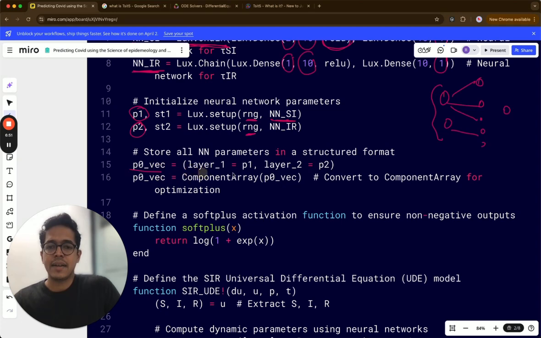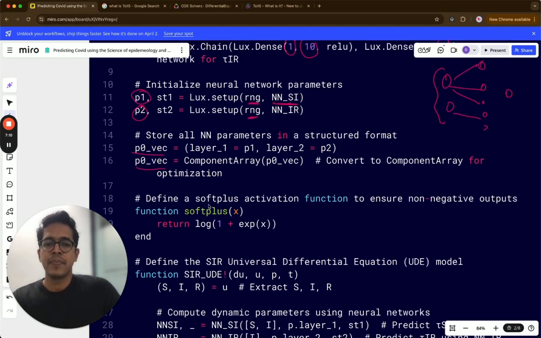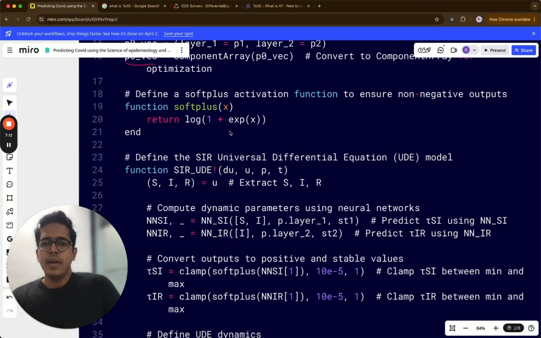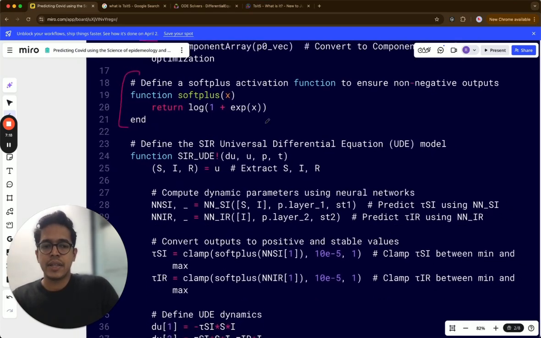So this P0 vector is basically that component array which we can use for neural network training. So we want to optimize the neural network parameters during the training, using the stochastic gradient descent, whichever gradient descent that we are using. So it will be converting this P1 into P0 vector format. Here, for a moment, ignore this softplus function. I'll come to explain what exactly that is and why we are using it.